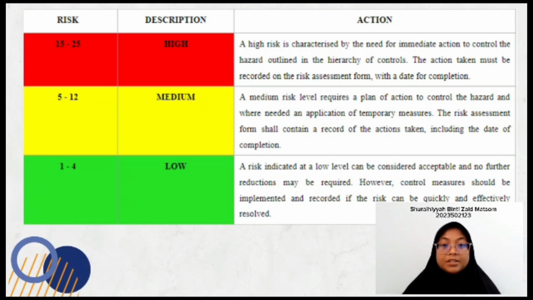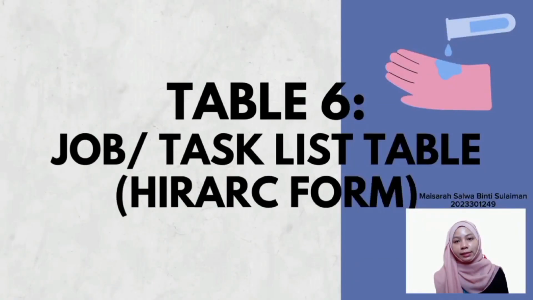However, control measures should be implemented and recorded if the risk can be quickly and effectively resolved. For Table 6, Job or Task List, HIRARC form.